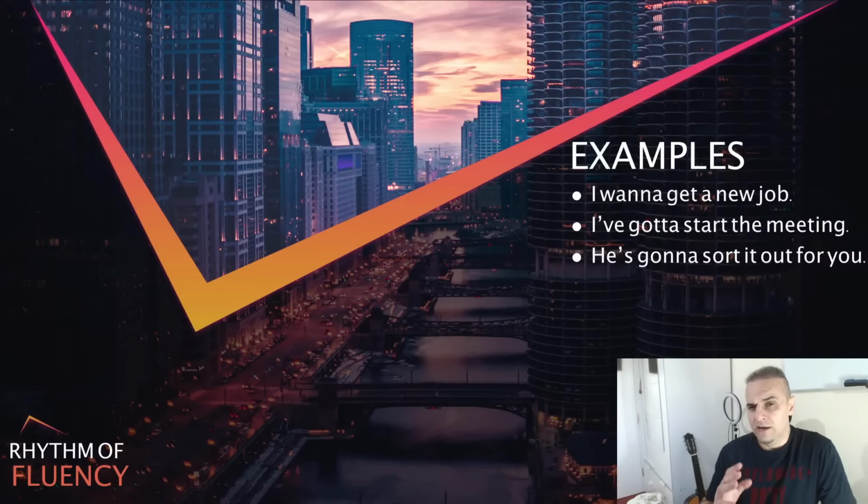Okay. Second example, I've gotta start the meeting. I've gotta. We have two contractions there. We have I've, which is I have, and we have gotta, which is got to. So I have got to start the meeting. So I've got to start the meeting.